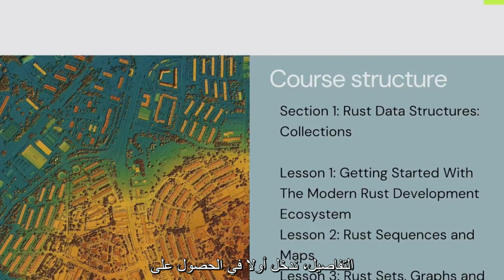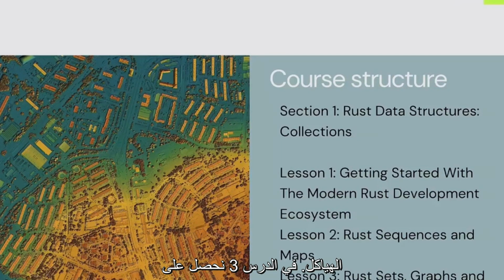We first get into getting started with the modern Rust development ecosystem. What this means is that doing work with pair programming tools, using prompt engineering, also learning about continuous integration. In the next lesson, sequences and maps, we get into some of the common data structures, including vectors, VecDeque, also hash maps, and deal with how to build solutions in those data structures.